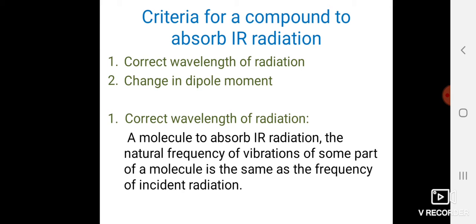Correct wavelength of radiation is nothing but this: when a molecule absorbs IR radiation, the natural frequency of vibration of the molecule is the same as the incident radiation. This means the natural frequency of vibration which a molecule possesses should be the same as the frequency of the radiation that is going to be absorbed.